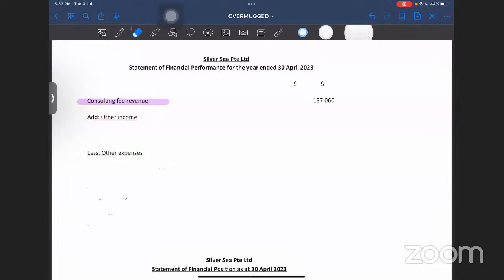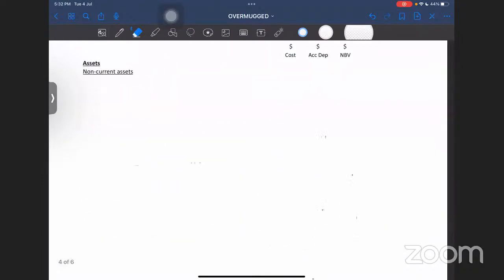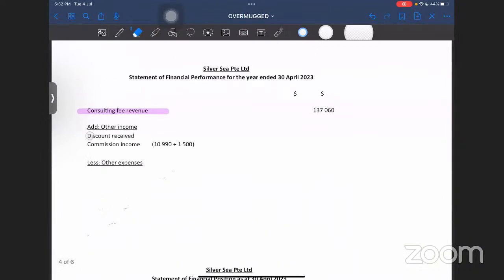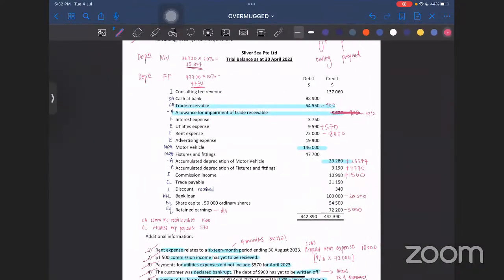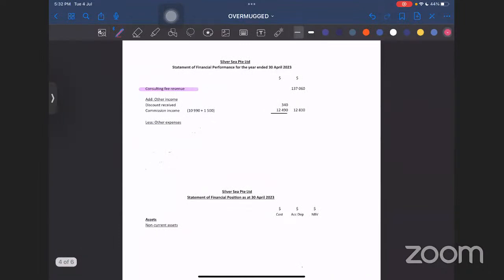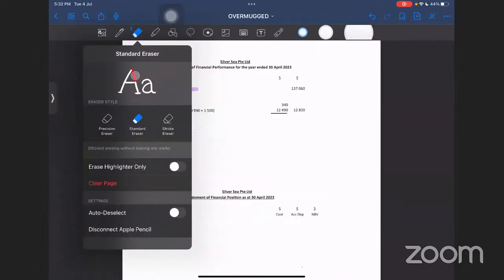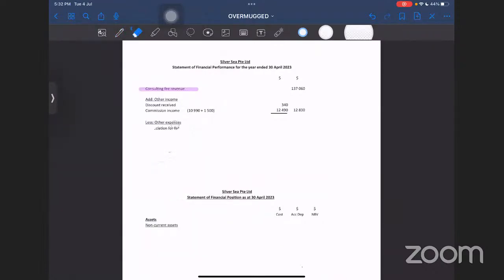Can? Then same thing. The rest of the FS will still be the same. At other income, I have these two things. So basically I'll come back here, find all my incomes, and I will tick. Copy, paste here. Then next one, I have my expenses. So here I will add in all the expenses that I have, and then I will list it out.